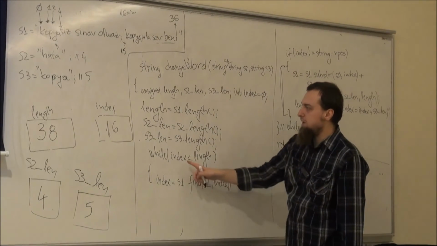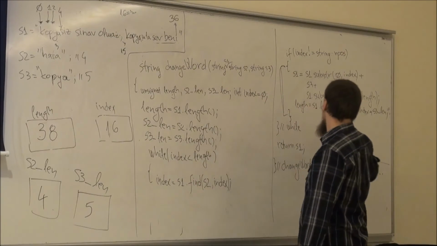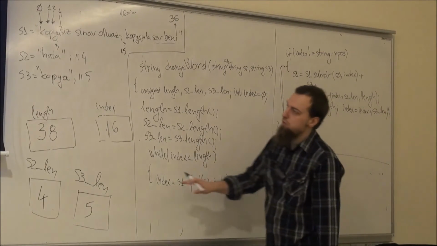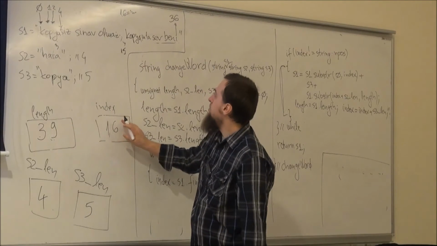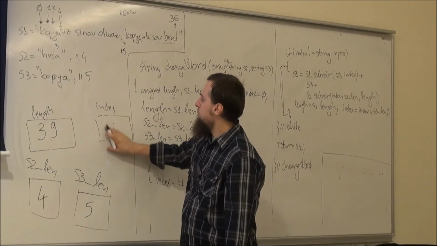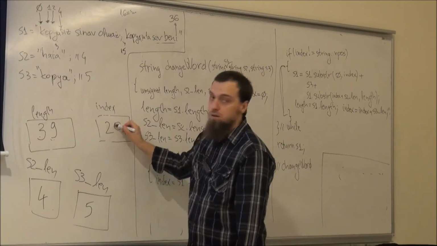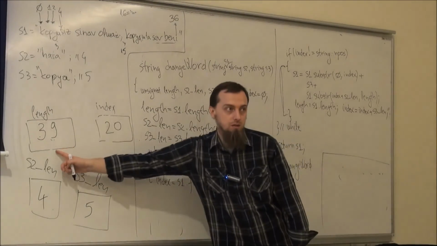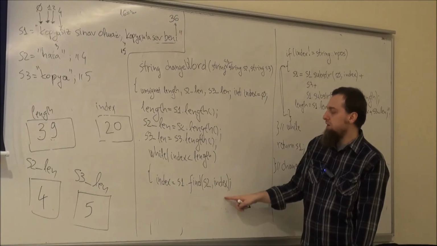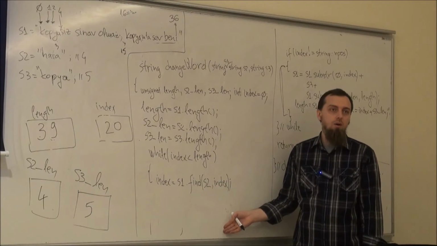Then we are going in the beginning is 16. The length is going to be changed, of course, from 38 to 39. The index now will be 16 plus 4, it's 20. Now we are checking whether 20 is smaller than length. Yes, it is smaller. We are trying to find the next index, but what do we get now?